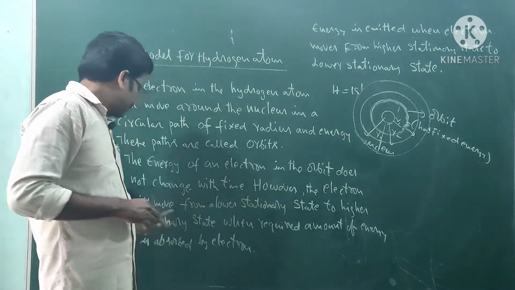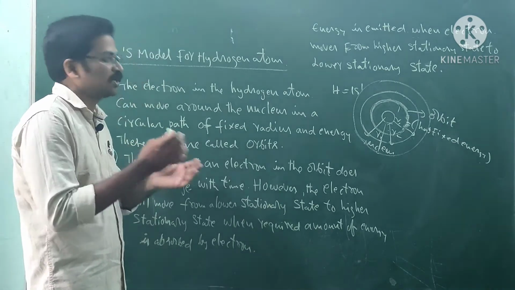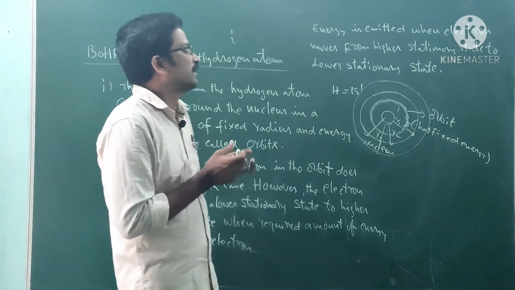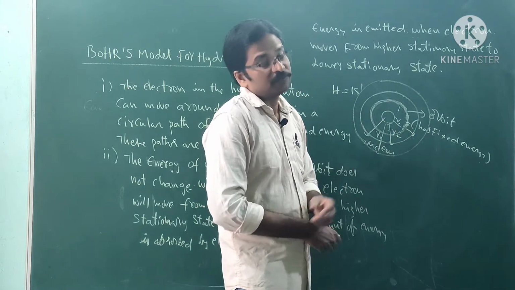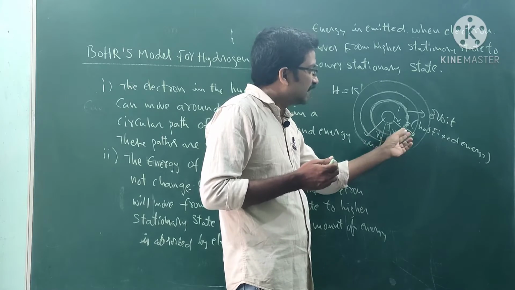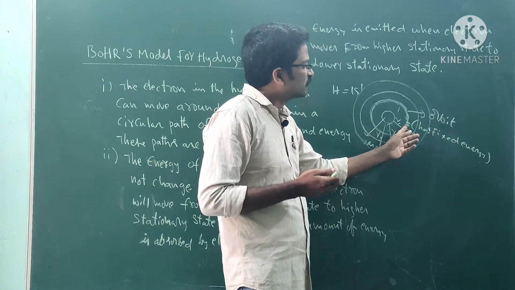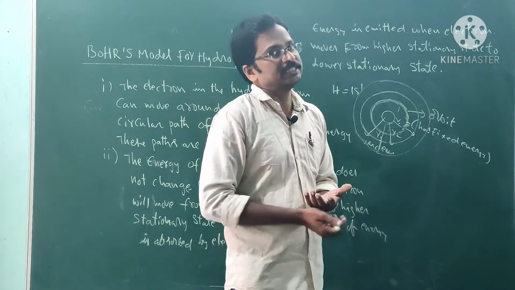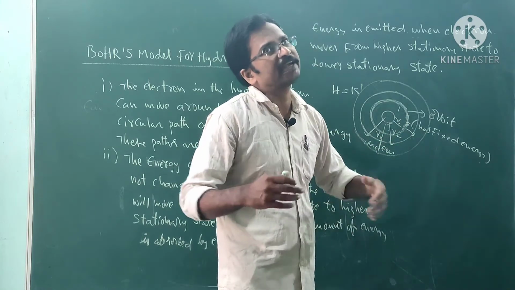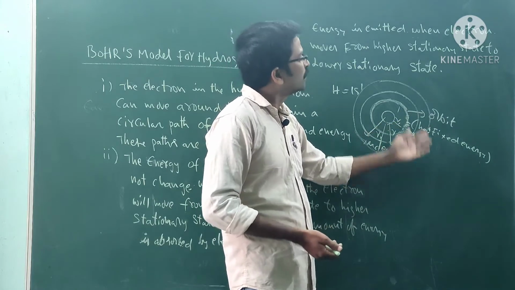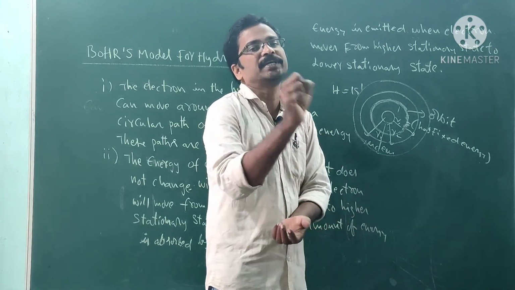However, the electron will move from a lower energy state to a higher energy state when the required amount of energy is absorbed by the electron. Whenever this electron gets the required amount of energy, it jumps from this level to this level. If the electron gets more energy, then it goes to another level. If you give a lot of energy, then the electron moves to another level. If you give extra energy, then it will go to another level or another level.